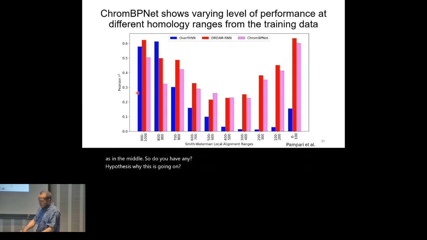I'm not so sure, but I can give you one possibility. In this bin, you have a small number of sequences, because there are not thousands of sequences that fall in that range. So that could be one of the reasons why you have this discontinuity.